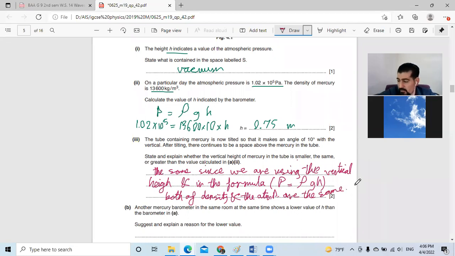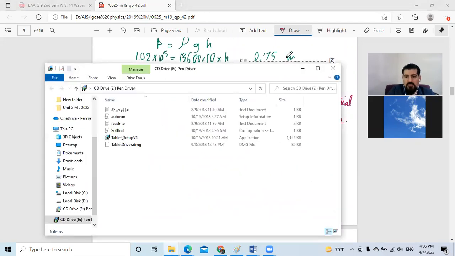I have a problem with my pen. I don't know why it's not writing as it's supposed to. Next question.